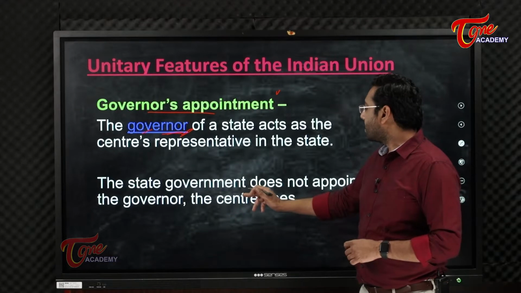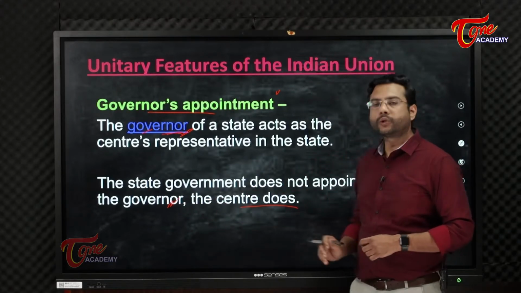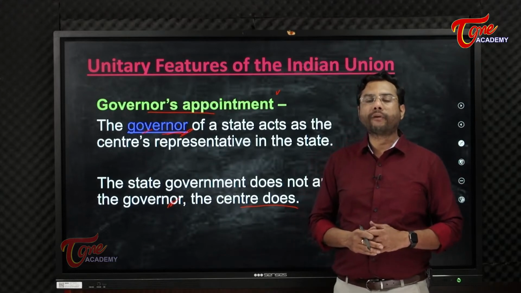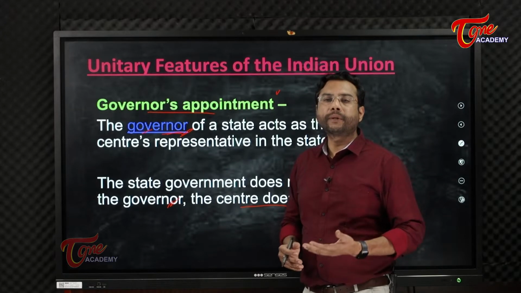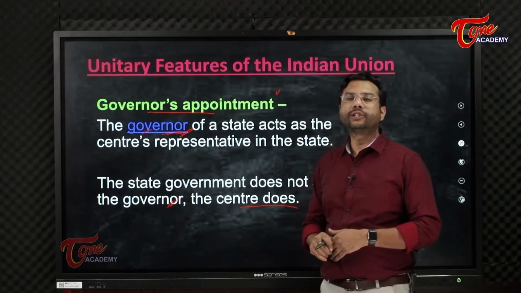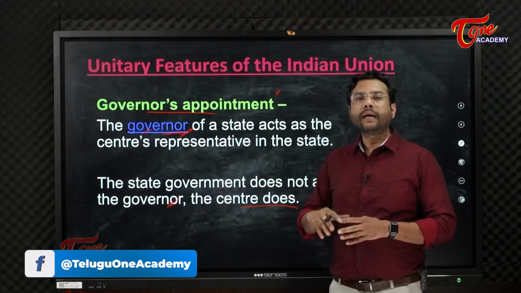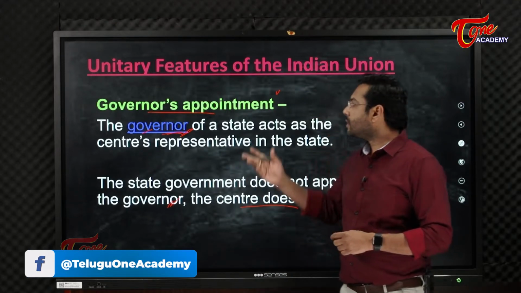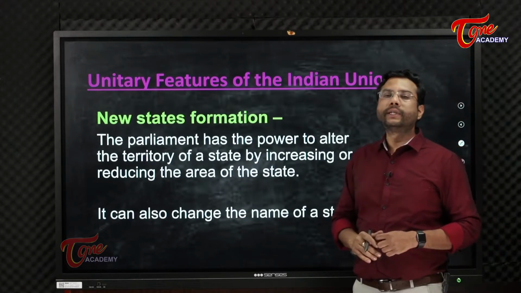The state government does not appoint the governor, but the center appoints. So, center has become more powerful here. Generally the governor should not be the person from that state. It is generally followed that the governor should be from other states. So, governor's appointment is again a unitary feature.